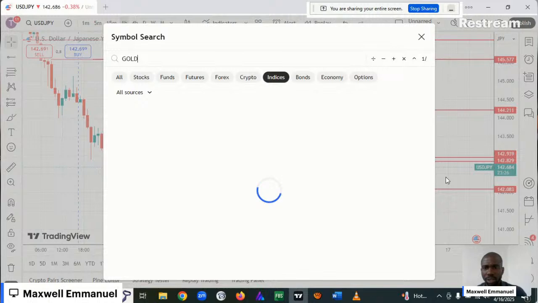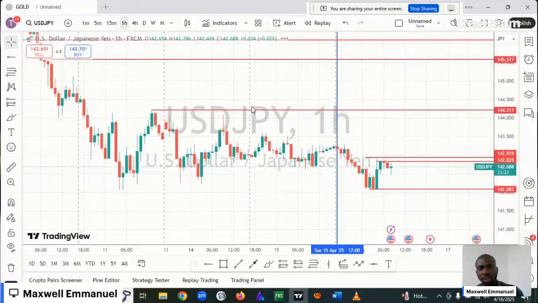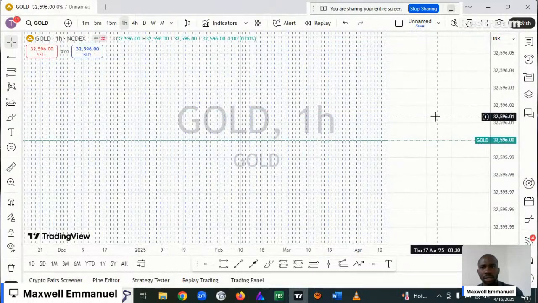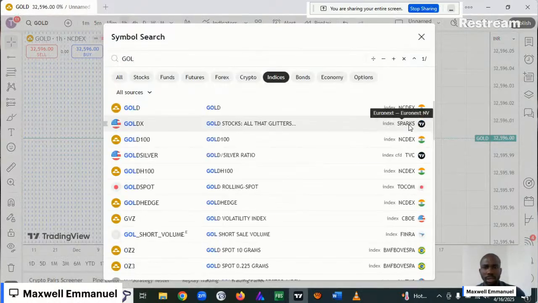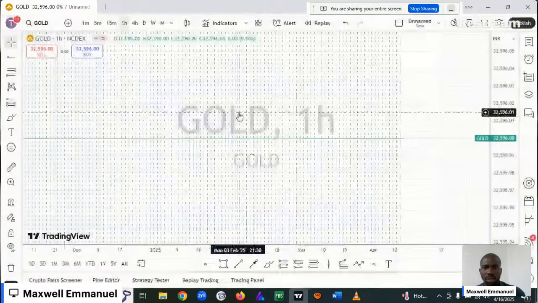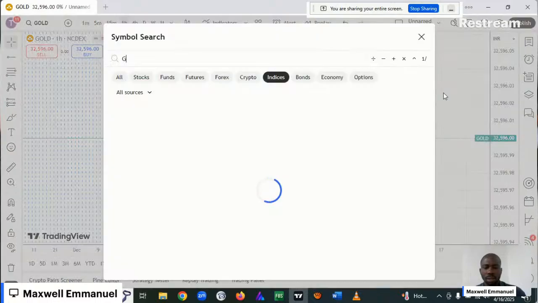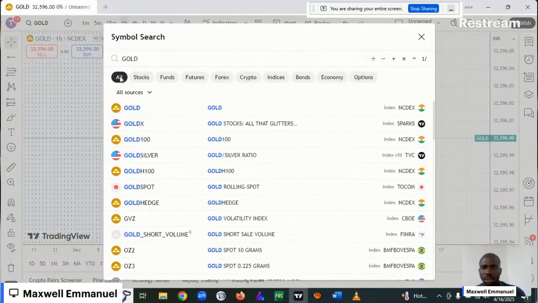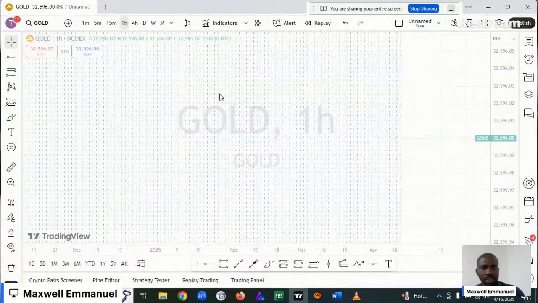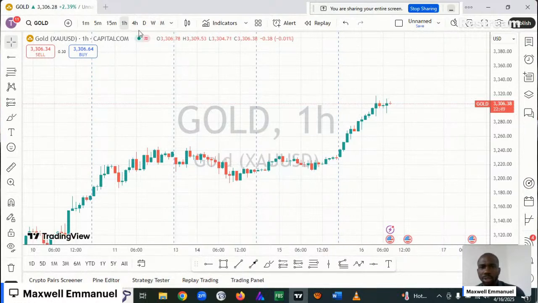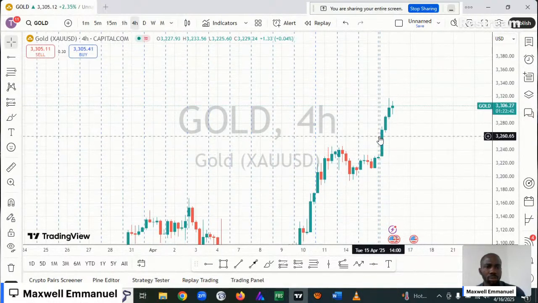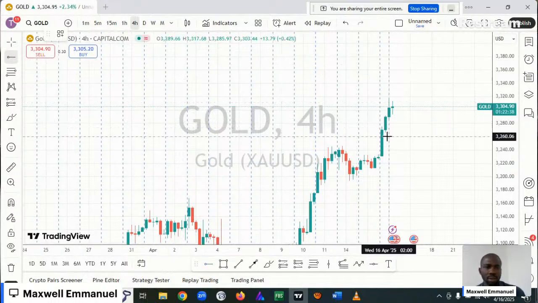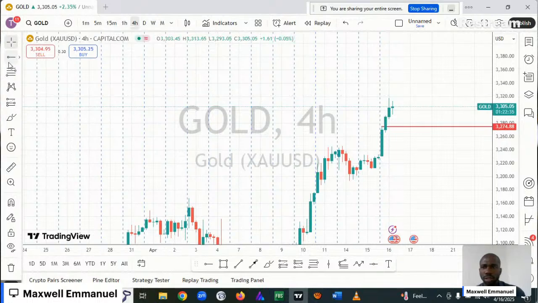Before we end the session, let's look at gold. Here's the gold chart. Gold has been bullish, and I think gold is still bullish, but I would have loved to see gold pull back to test these fair value gaps.